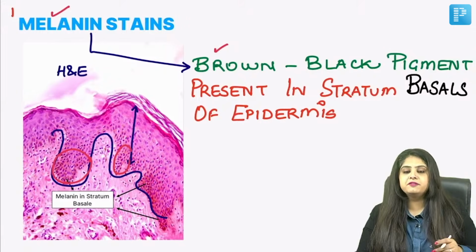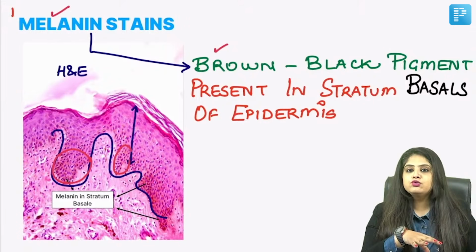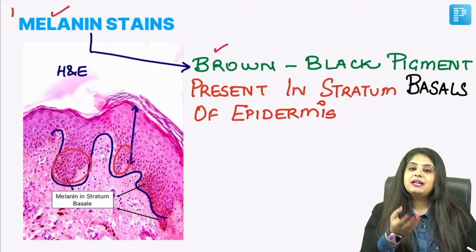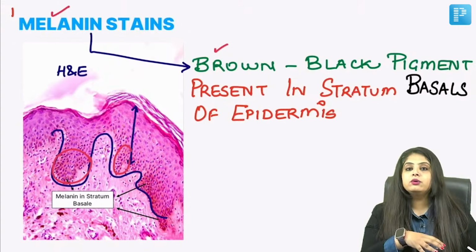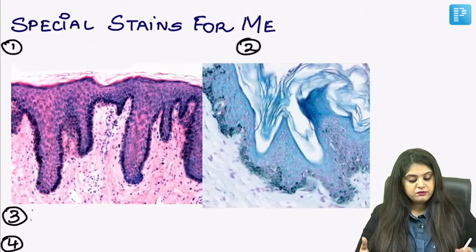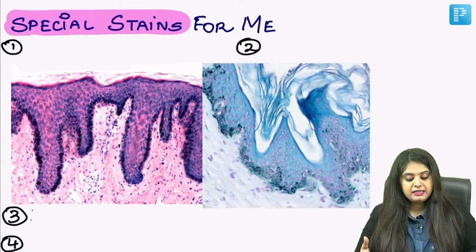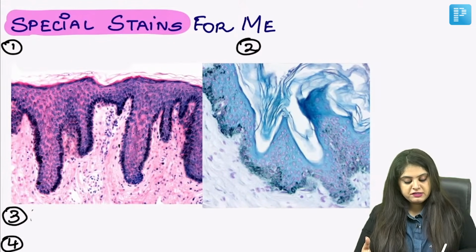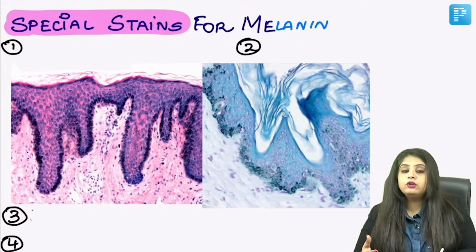Now if you want to confirm, ma'am, you zoomed in and showed us, so we understood brown. But we as second prof students might look at this picture and we will never see brown color. So if I want to confirm, I will always use some special stains for melanin. So please remember the special stains that we have for melanin are going to be total 4.